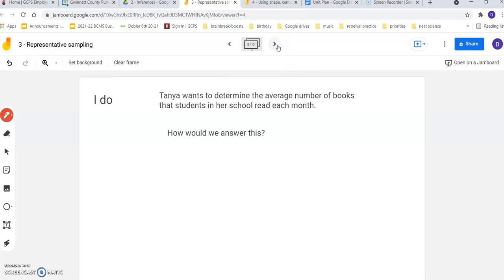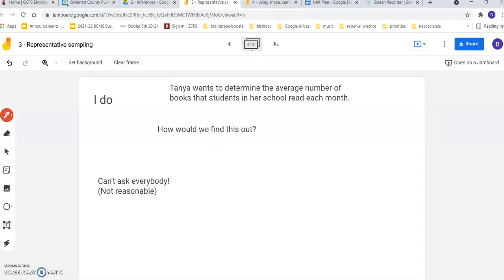So here's a statistical question for you. Tanya wants to determine the average number of books that students in her school read each month. That's a statistical question because different people read different amounts of books, right? Some people read a lot of books, some people read no books, lots of people read a number in the middle. How many books does a student at this school read each month? That's a statistical question. So we would answer that with the mean, what's the average; median, what's the middle; mode, what's the most common number of books; range, they read between 2 and 10 books or something like that.